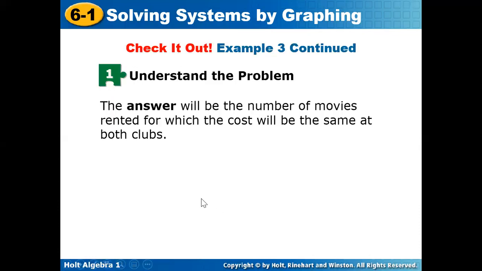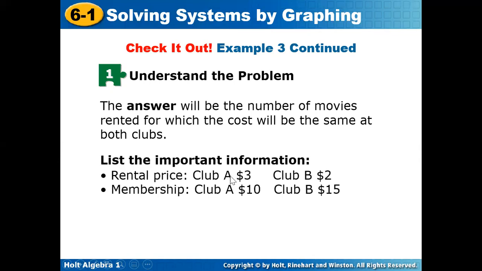All right, so we need to know what's up, right? Club A charges you $3. Club B charges you $2. The membership at Club A is $10. The membership at Club B is $15. So hopefully you're looking at this and realizing that per rental, 3, so that'd be 3x, right? Because x is how many rentals you have. Club B, $2 per rental, that's 2x. So this is your slope. And then Club A, your membership is $10. So that's where you start. That's going to be your y-intercept. Club B, $15. That's where you start. That's going to be your y-intercept.